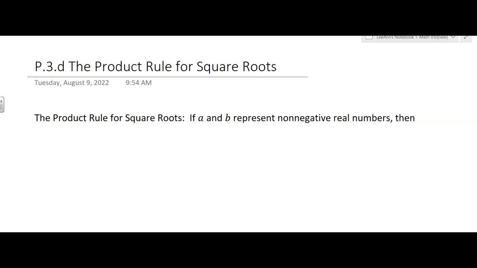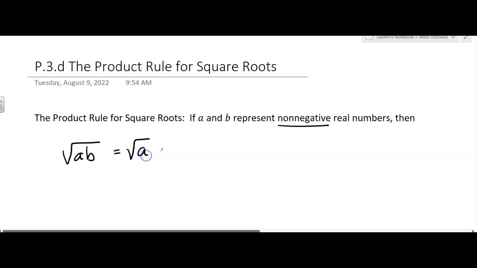Okay, so we have some rules for square roots. The product rule. If A and B represent non-negative real numbers, now that's important, they're non-negative, then the square root of AB equals the square root of A times the square root of B. And you can go the other way. You can say the square root of A times the square root of B equals the square root of AB. So it works both ways.